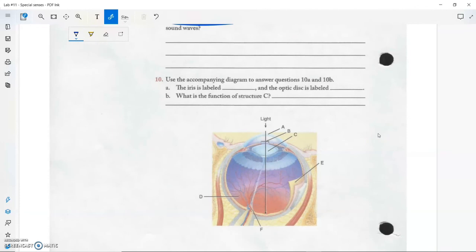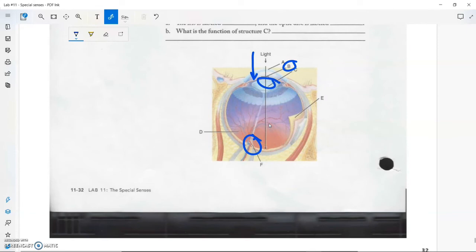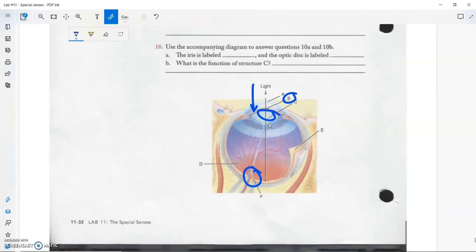Iris is labeled none, so actually they failed to label iris. So this is iris. B is a pupil. Optic disc is labeled F. The function of the structure C, that's lens, is to accommodate the vision, adjust the vision for the proper distance, to focus the image on the retina.